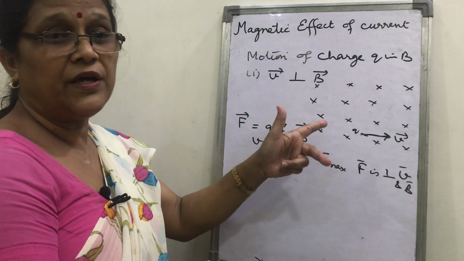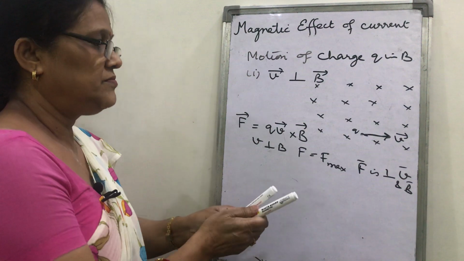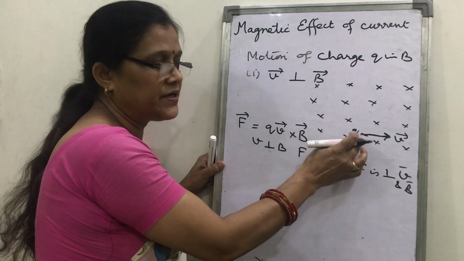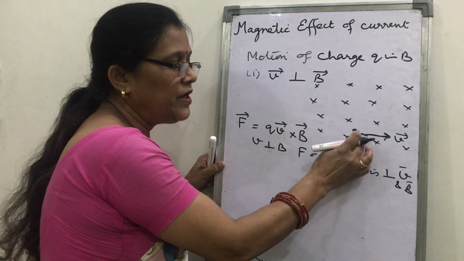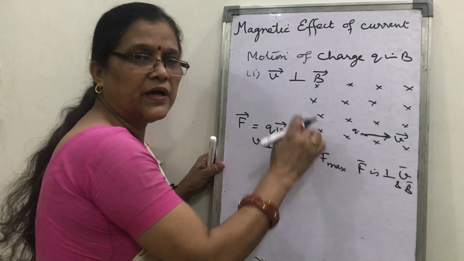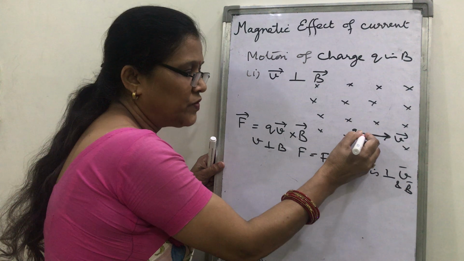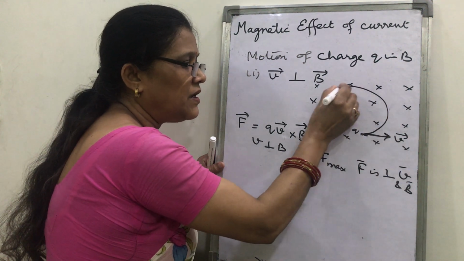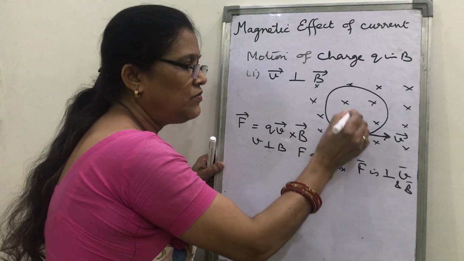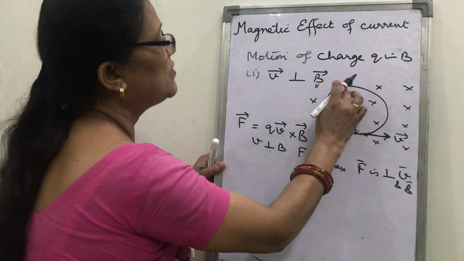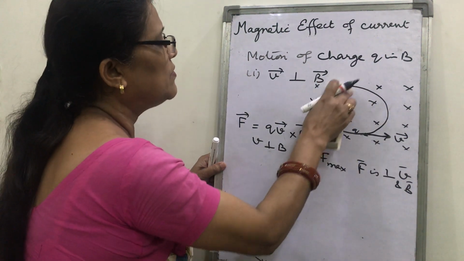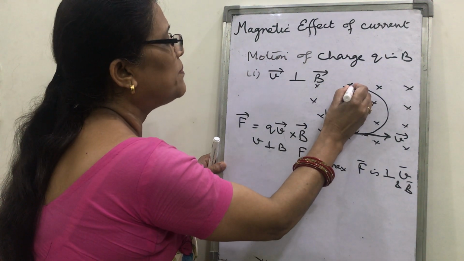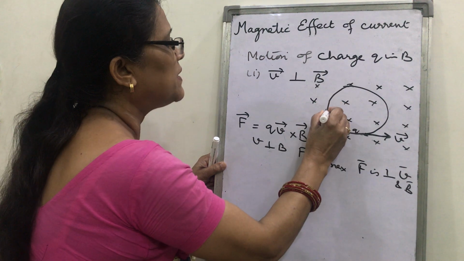So in this way you have to decide the direction of force acting on the charged particle moving perpendicular to the uniform magnetic field. So what will be the path of the charged particle? Force is always perpendicular to the path, perpendicular to the motion. So what will be the velocity and the path traced by the charged particle?